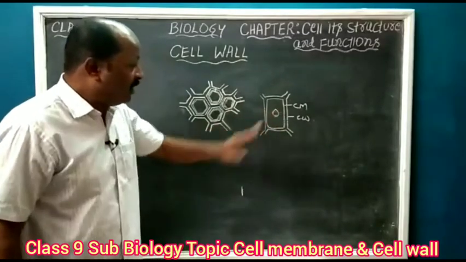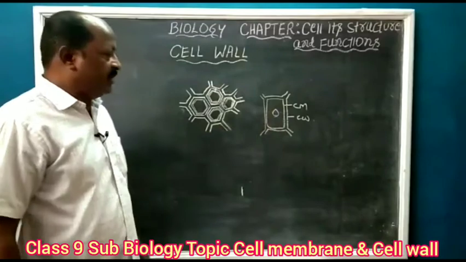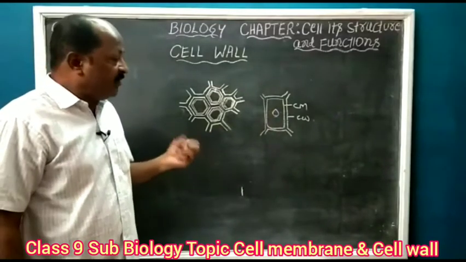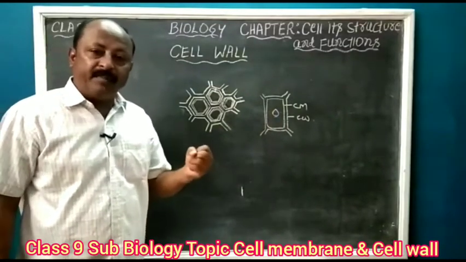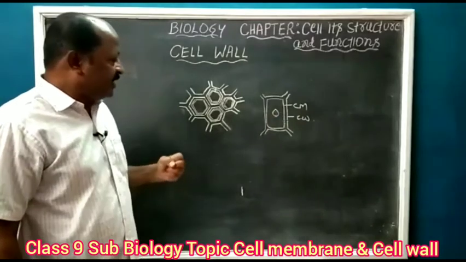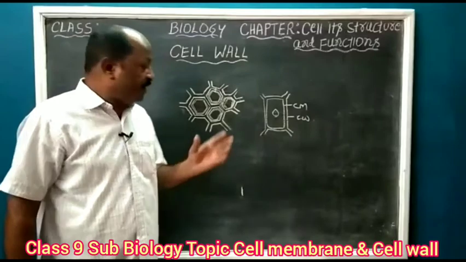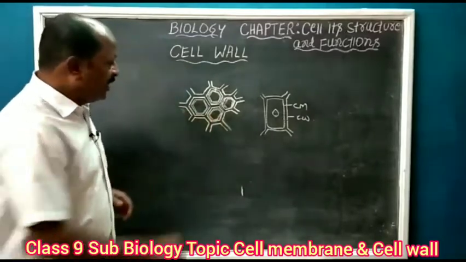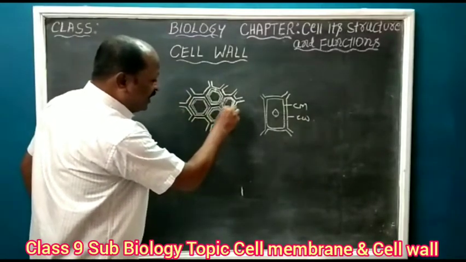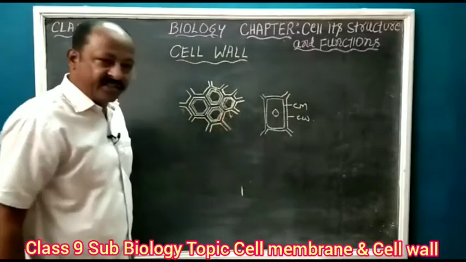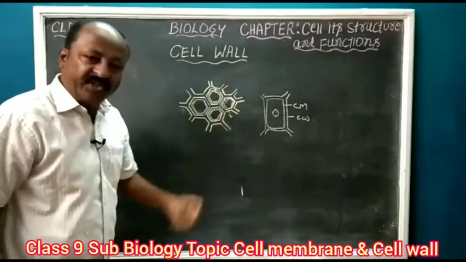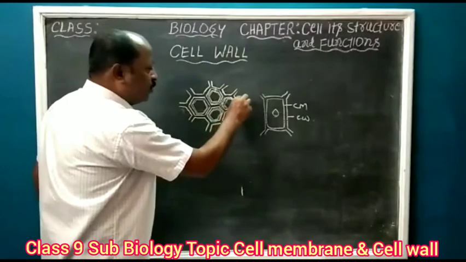And this cell wall is very tough and it is giving the strength to the plant cells. It is tough, rigid, and it is porous, but it is flexible. Here you can clearly see the cell wall is rigid, tough, it is thicker, and it has got pores, it is porous.